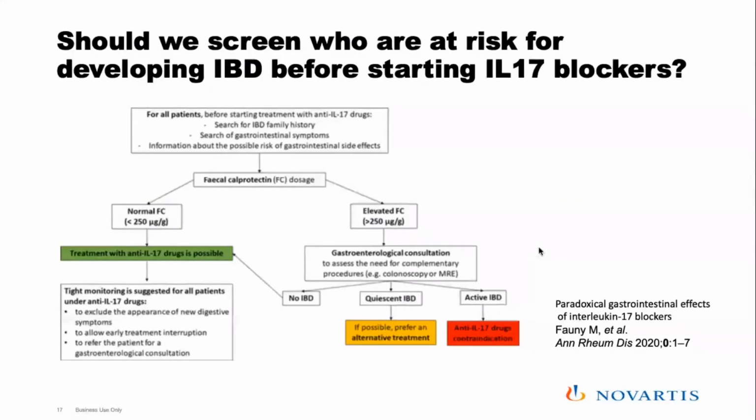So the question arises that should we screen patients who are at risk of developing IBD before starting IL-17 blockade. So the risk is very less. But if we want to do so, fecal calprotectin may be a useful marker. So if the fecal calprotectin is less than 250, the risk of IBD is very less. And if fecal calprotectin is more than 250, then we may have to do further investigations, ask for a history, or maybe refer to a gastroenterologist.